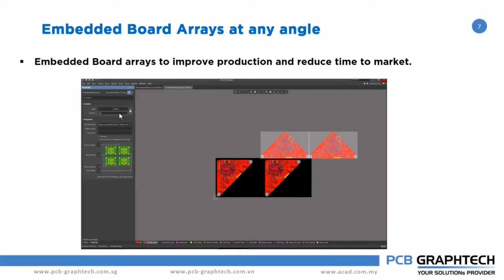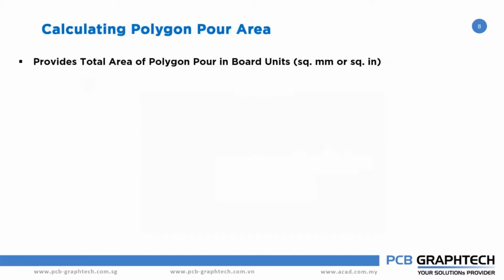Any angle you want, you can type, like 225 degrees or 85 degrees, any angle. This feature is mainly for fabrication and assembly processes, to make your fabrication easier and reduce the time to market. Okay, so that is rotating at any angle.